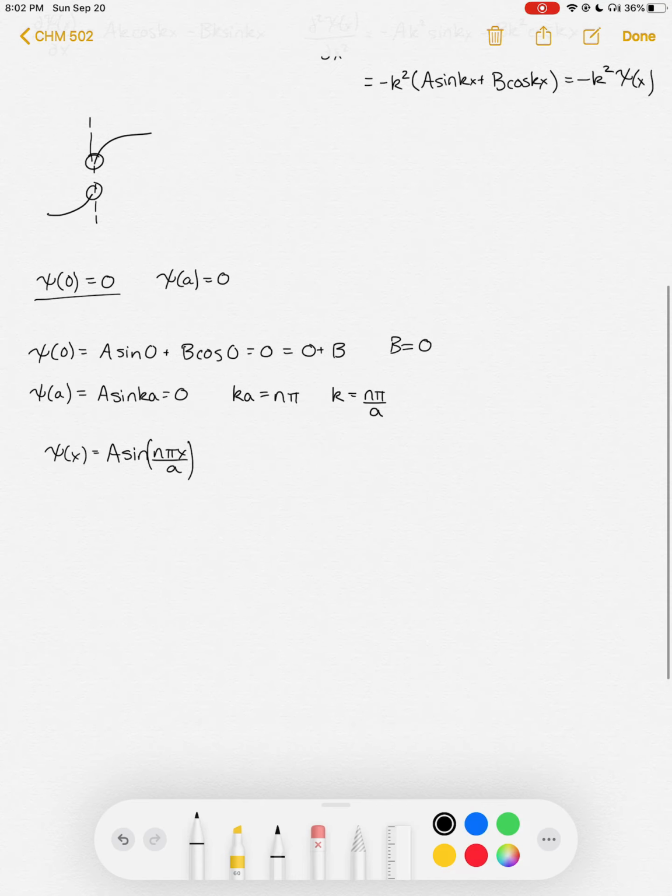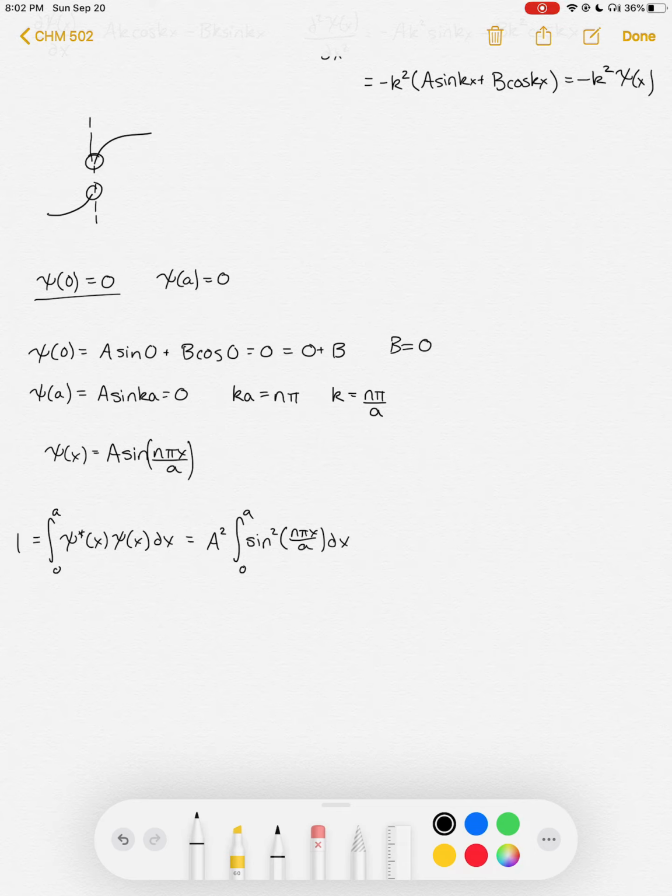To calculate A, we simply need to integrate over our box dimensions, 0 to a, of psi star psi, and this has to equal 1. That's the definition of normalized. So we just plug in our wave function here and solve. This gives us A squared, which I'm factoring out because it's constant, times the integral from 0 to a of sine squared n pi x over a dx. This sine squared n pi x over a is an integral that we can look up the solution to.